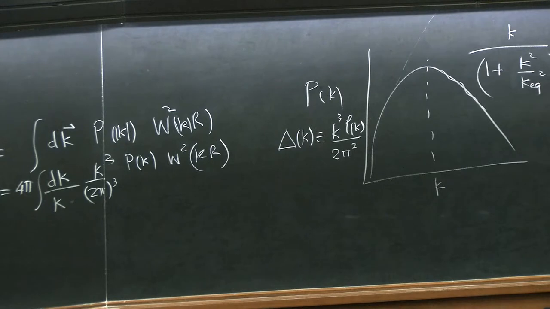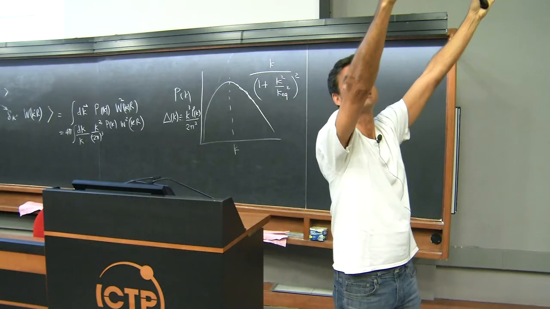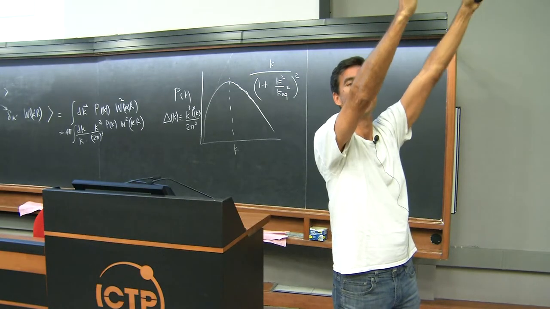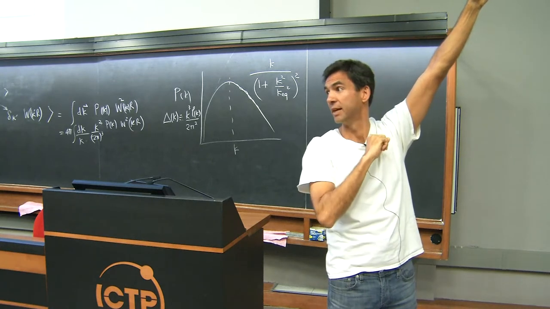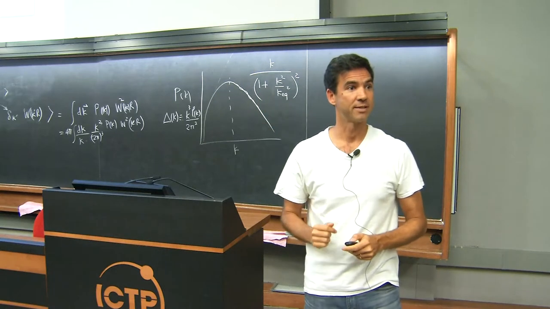Okay, so what we will want to do is we will need not just this guy, but we will ask, what happens if I want to do counts in spheres, but I want to know, instead of the variance, where I took delta squared, I want to take delta smoothed on 10 megaparsecs with delta smoothed on 100 megaparsecs at the same position. So two different smoothing scales. And I want to do that average over all space.